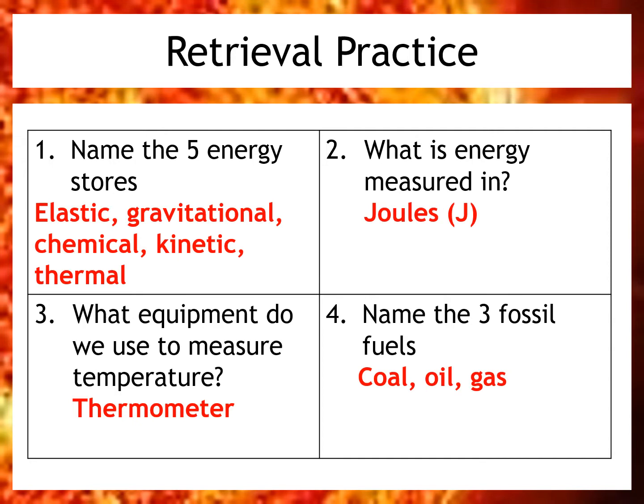Here are the answers. Back in Year 7, we looked at the 5 energy stores and they were elastic, gravitational, chemical, kinetic and thermal. Energy is measured in joules. Don't forget a capital J because it's somebody's name. We use a thermometer to measure temperature in the laboratory. And the 3 fossil fuels are coal, oil and gas.